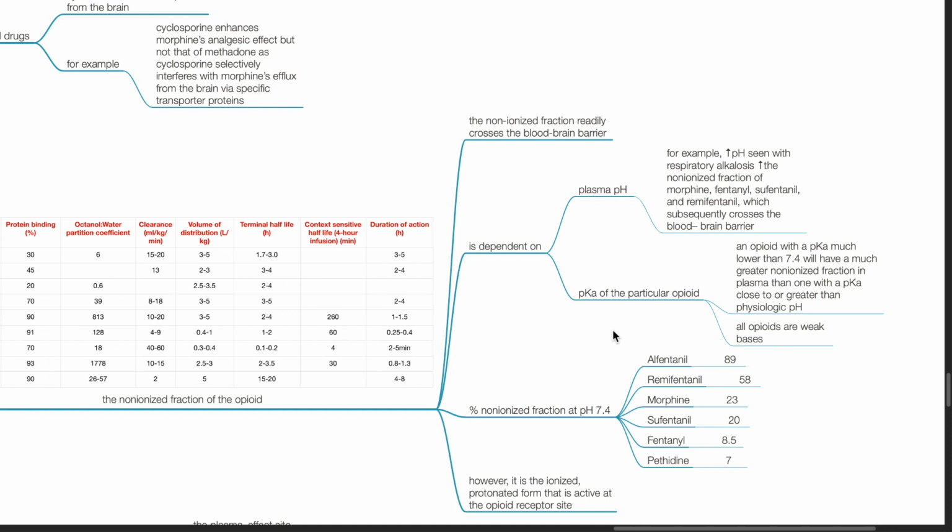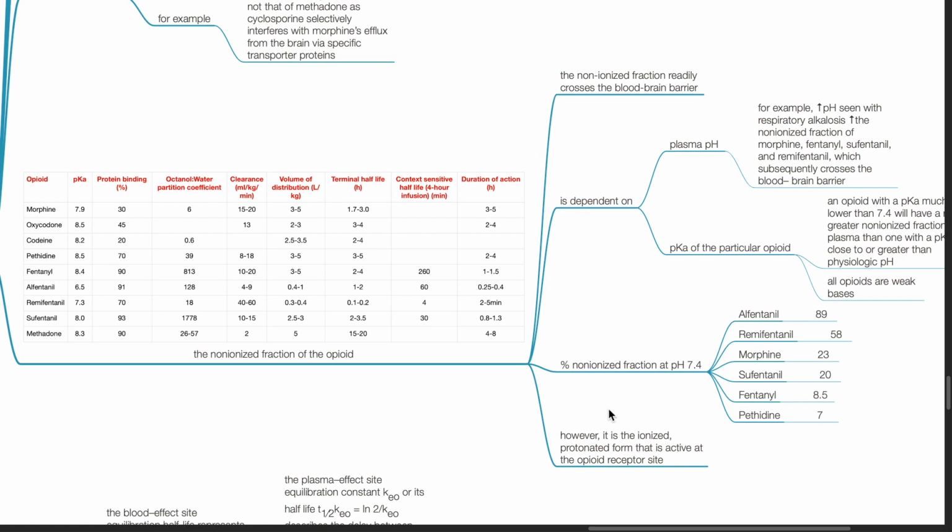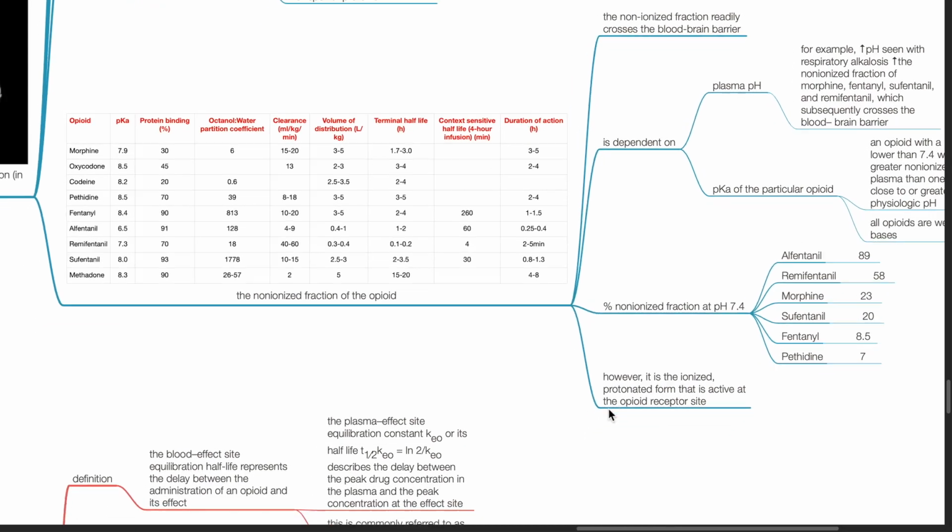All opioids are weak bases. This table lists the pKa of commonly used opioids and the percentage of non-ionized fraction at pH 7.4: alfentanil 89%, remifentanil 58%, morphine 23%, sufentanil 20%, fentanyl 8.5%, and meperidine 7%. However, of note, it is the ionized, protonated form that is active at the opioid receptor site.